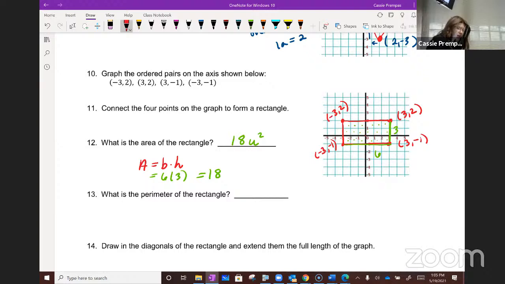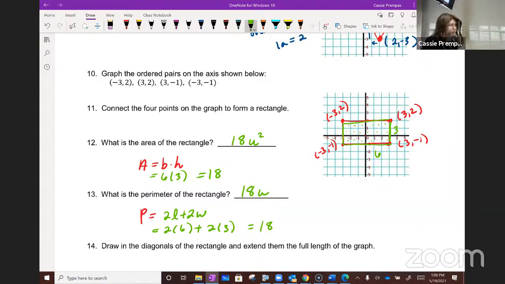Perimeter. How do we find the perimeter? Just add all the spaces around it. So I had 6 plus 3 plus 6 plus 3. You might have known that it's 2 lengths plus 2 widths. So 2 times 6 plus 2 times 3. 12 plus 6 gives me 18. But this time it's not square units, it's just units, because we would just be counting those lines all the way around. We would count 18.